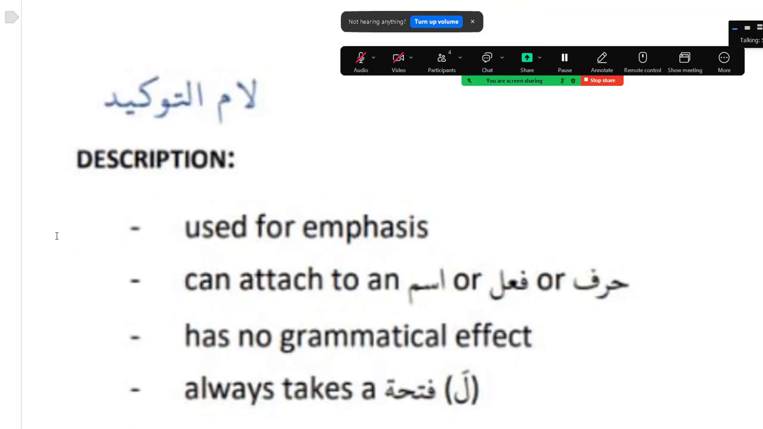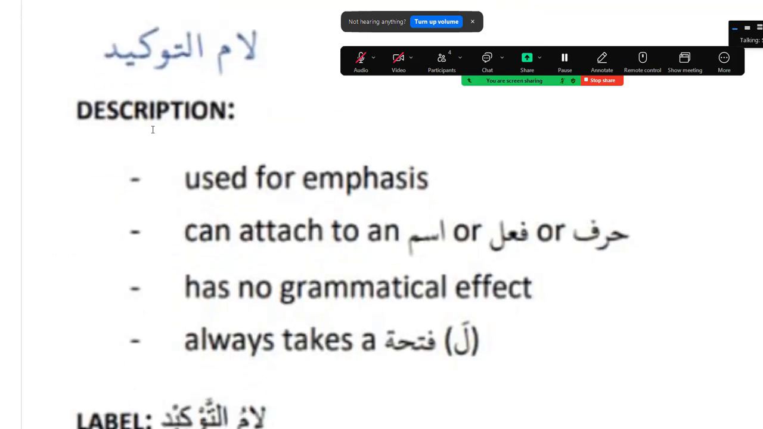Lam at-tawkeed, this is used for emphasis. This can attach to an ism or fi'l or harf. And this has no grammatical effect. Like the harful jarr li, it makes the noun after it majroor, right? Like lir rasuli, right? But this lam of emphasis doesn't have any effect on the word after.